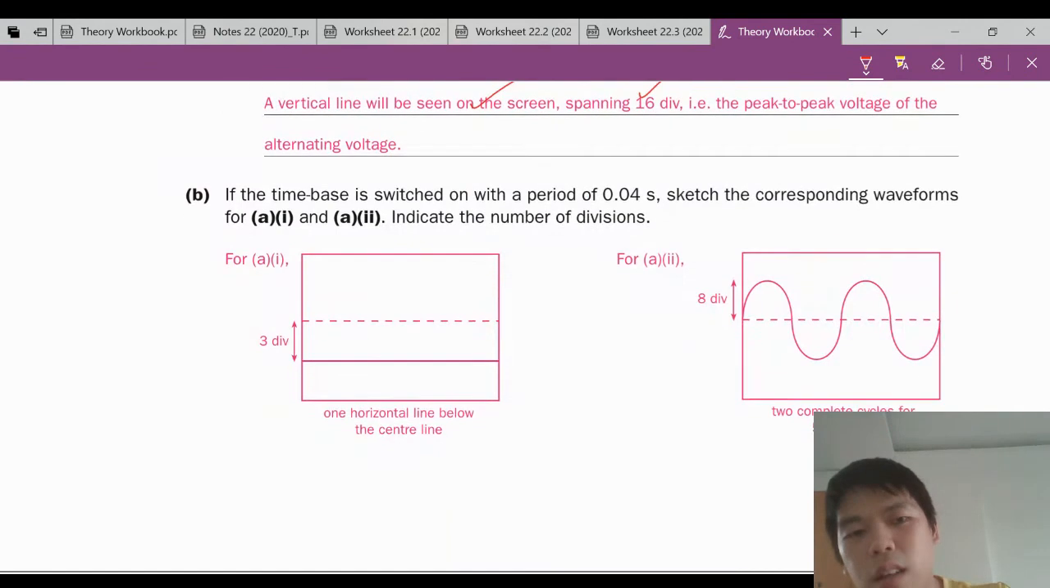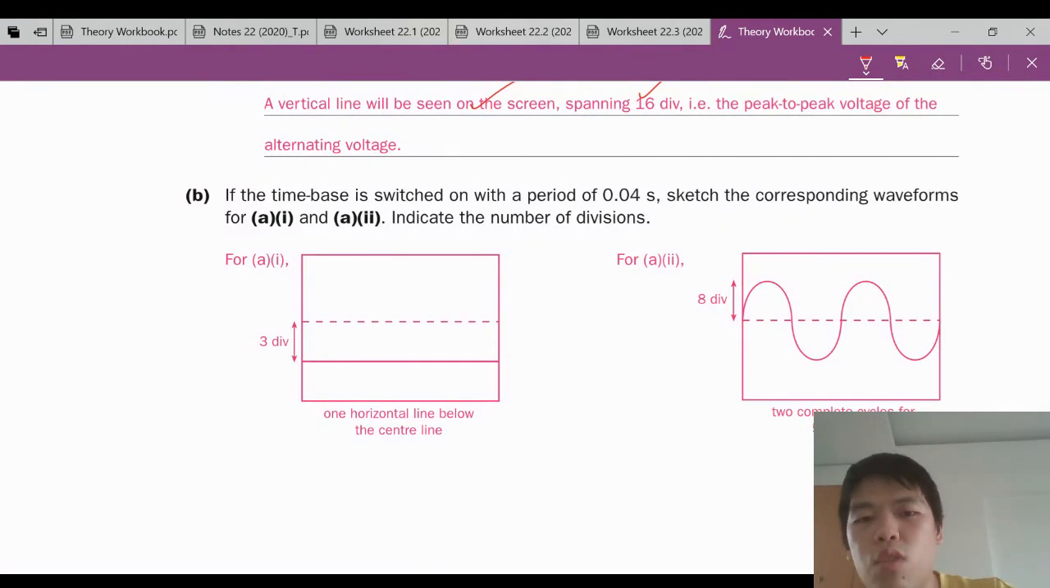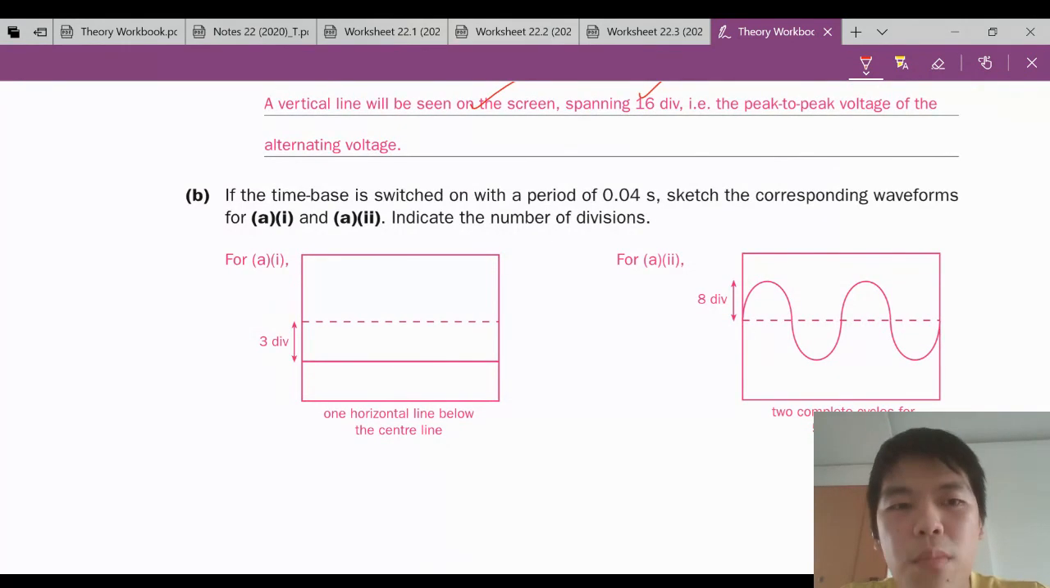Now the time base is switched on with a period of 0.04 seconds. Sketch the corresponding waveforms for both cases, and indicate the number of divisions. So now your time base is switched on. That means you'll move left to right already. When you move left to right, the period will be 0.04 seconds.